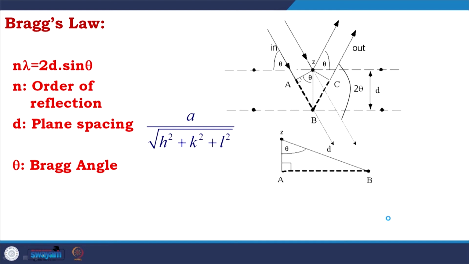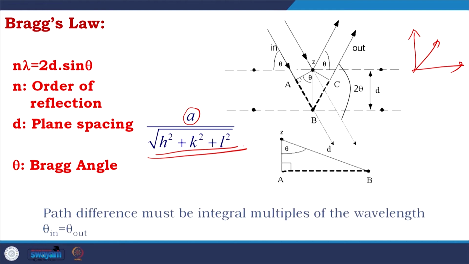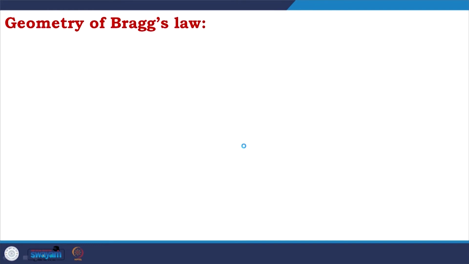Now, we will talk about this plane spacing as d equals a by root over h square plus k square plus l square, where a is the base vector which we talked about, the a, b, c, and hkl is the reciprocal lattice. Path difference must be integral multiples of the wavelength, theta in equal to theta out.